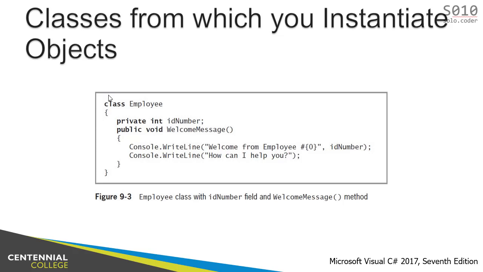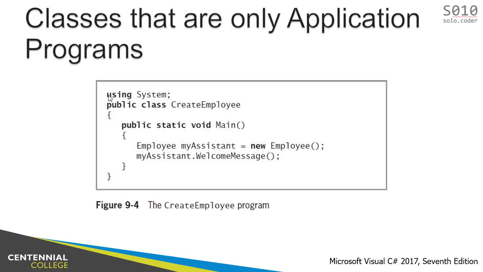Now, what is private and what is public here? What does it mean to be private? More secure. Okay, it's more secure. Can or cannot? Cannot. Okay, that's correct. So if we go back to this example, I would not be able to say my assistant dot ID number because ID number is private. But I can say welcome message because welcome message is public.